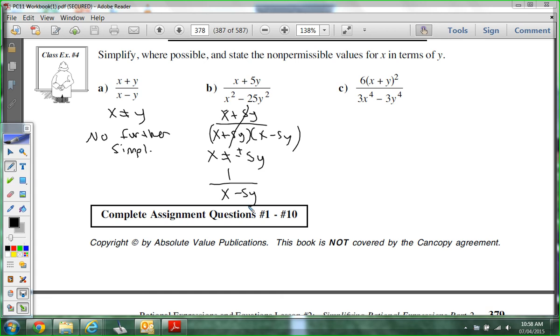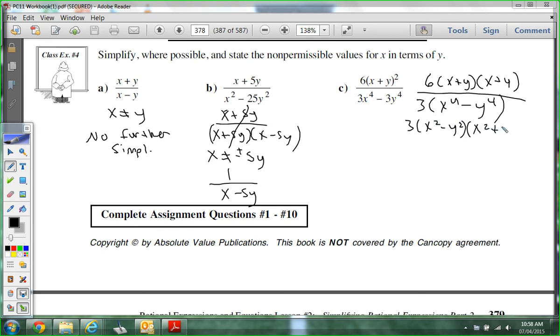Okay, I'm going to write this as x plus y and x plus y, just to unfactor it. And then we're going to pull a 3 out. And then x to the fourth minus y to the fourth is a what? I'll write it here first. What can we do with that? Right, it's a difference of squares. They're even, right? So you'd go x squared minus y squared, x squared plus y squared.